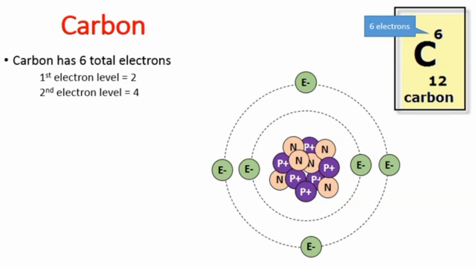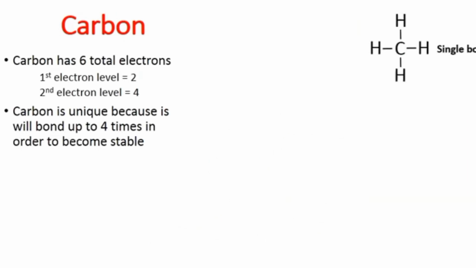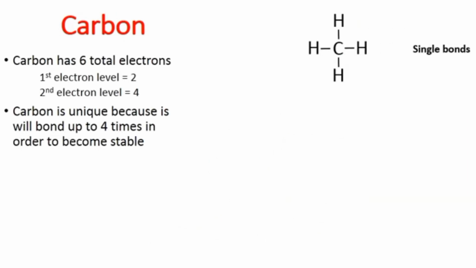The second level is unstable, and as a result it forms covalent bonds. Carbon is unique because it can bond up to 4 times in order to become stable. This is the unique characteristic of carbon. Here is an example of carbon bonding: the carbon becomes stable with 4 hydrogens around it.